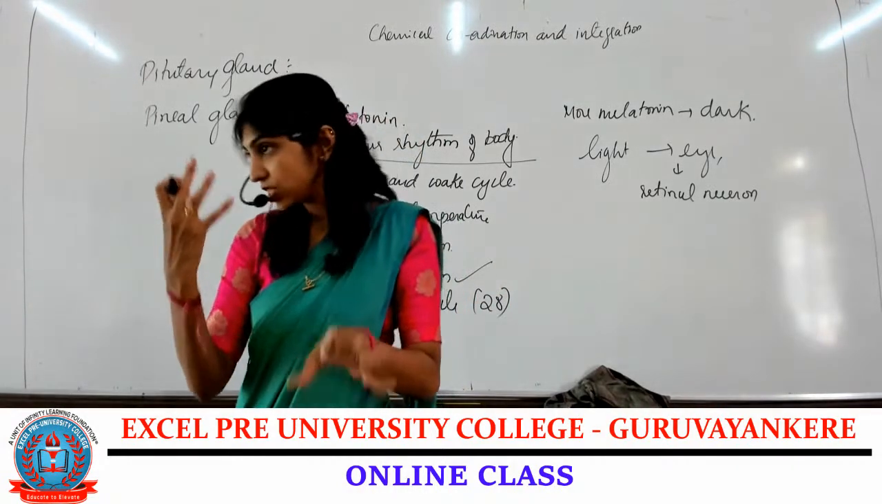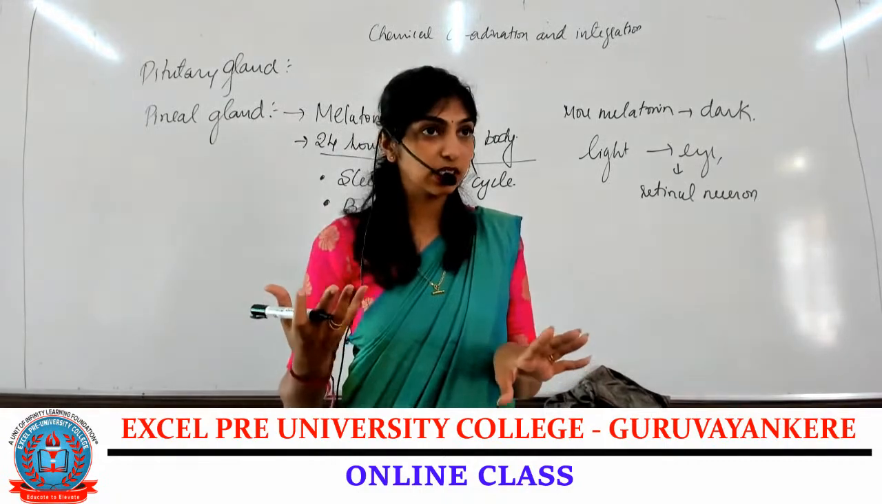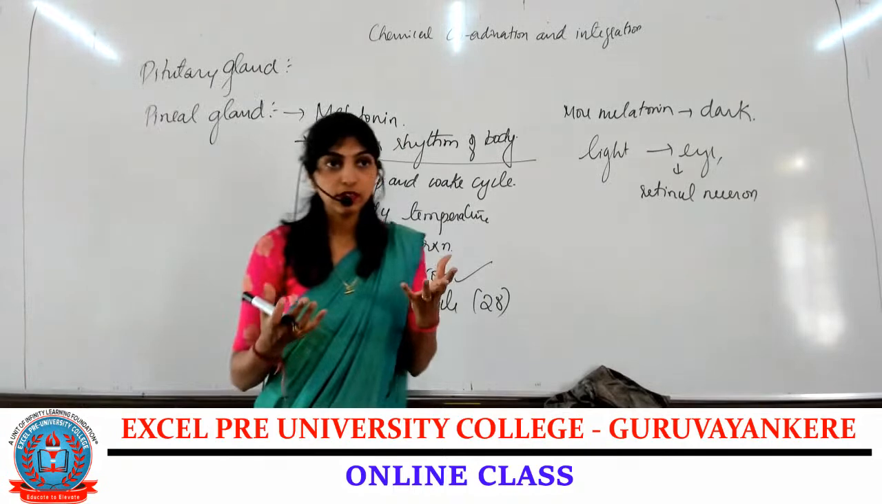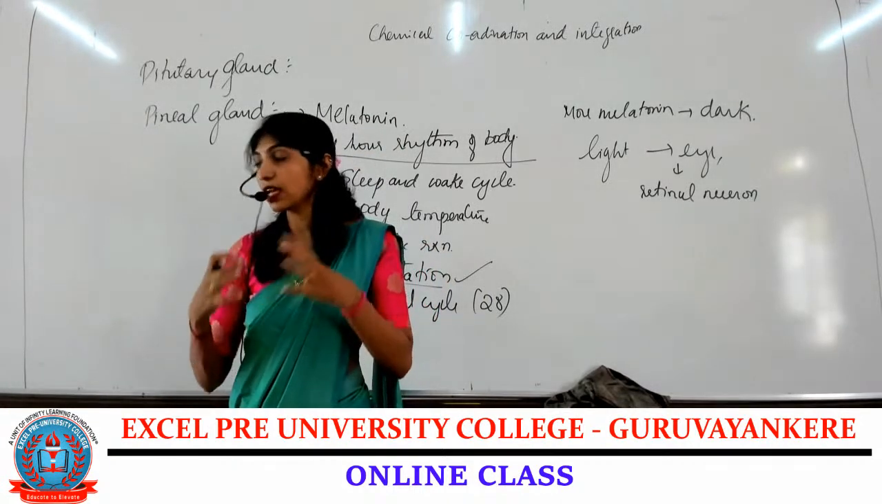Light alli ಜಾಸ್ತಿ secrete ಆಗ್ತದೆ, dark alli ಕಡಿಮೆ secrete ಆಗ್ತದೆ. That is how they maintain that dark and light cycle. Okay, that is how it is regulated, in darkness and in light.